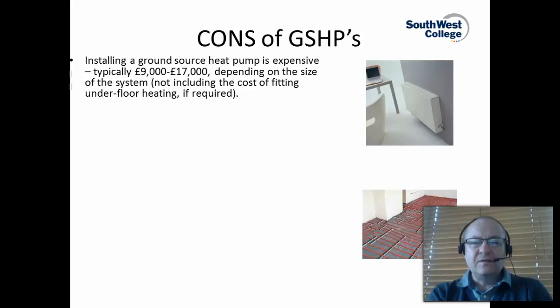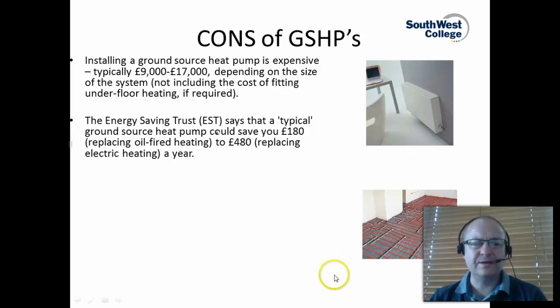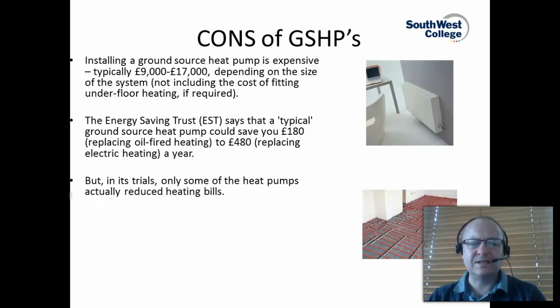The drawbacks of a heat pump system: a ground source heat pump is quite expensive, and depending on the size of the system that you go for, the cost to install one can range anywhere from £9,000 to £17,000, and that doesn't include the cost of fitting underfloor heating if you want to do that as well, or low temperature radiators. Energy Saving Trust estimates a typical ground source heat pump could save you about £180 if you replace an oil fired heating system, to £480 per year if you're replacing an electrical heating system.